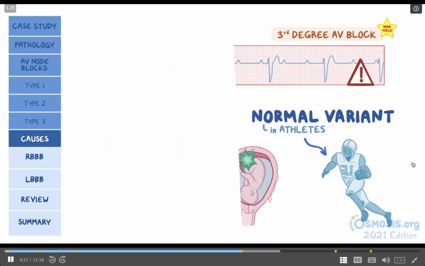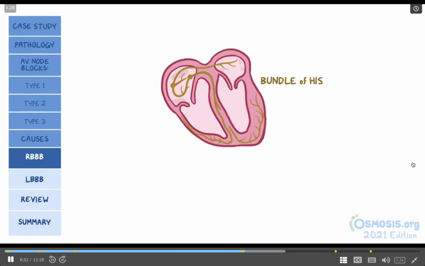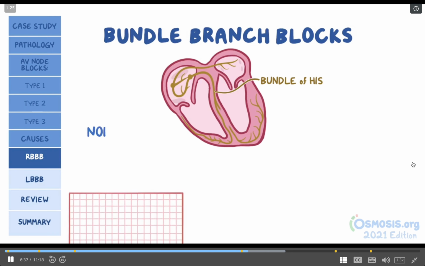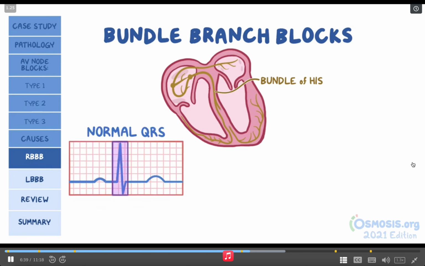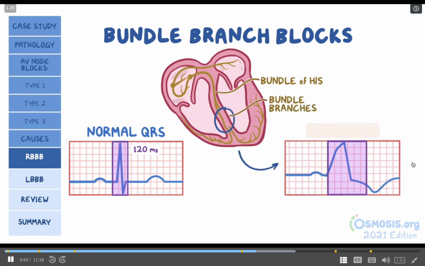The next type of conduction block occurs in either the left or right branches of the bundle of His, and are called bundle branch blocks. In normal ventricular depolarization, the QRS complexes are narrow, that is, less than 3 small boxes or 120 milliseconds. As a general rule of thumb, all bundle branch blocks cause the QRS complexes to appear wide. This is because we're delaying the time for complete depolarization of both ventricles.